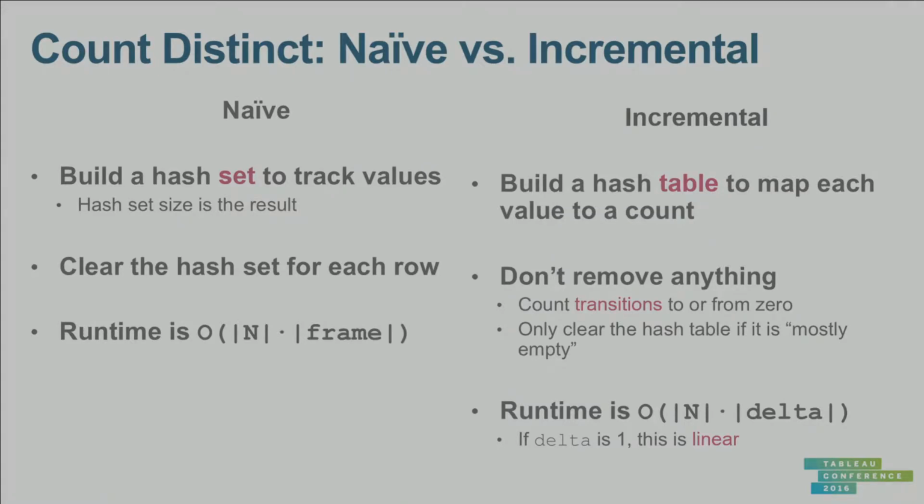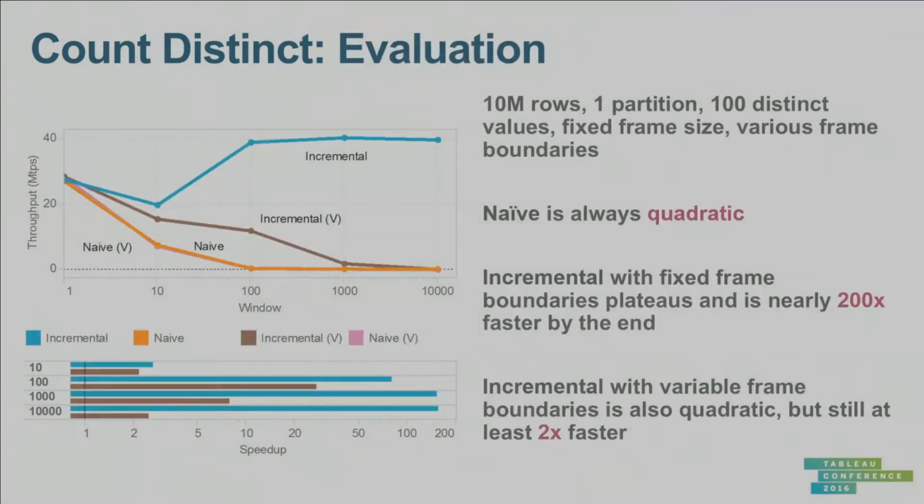Now, the runtime of this one is just the number of rows in your partition times the change in size between each frame. And if you have what's called a fixed frame, you're saying, well, I'm always going to do plus or minus 3 rows, then the delta as you move to the next frame is 1. And that means that this becomes linear, which is great. Much better than quadratic. And you can see that in our results.